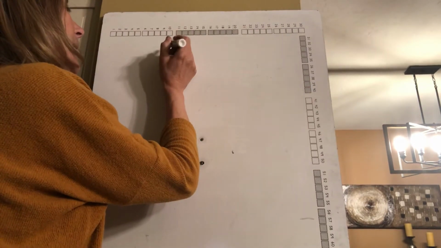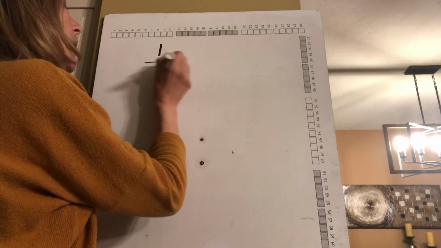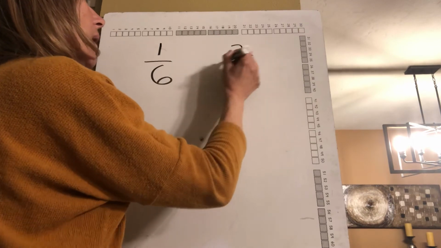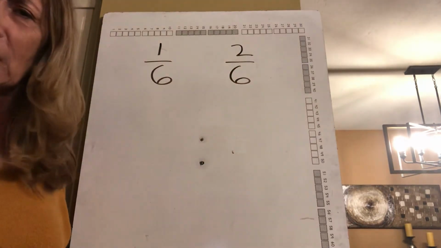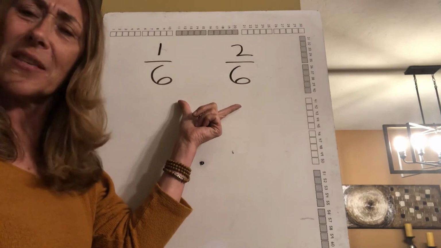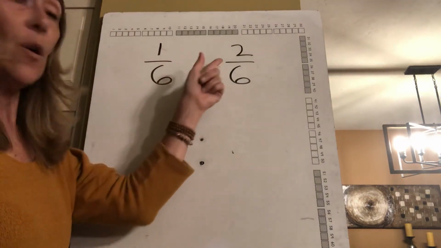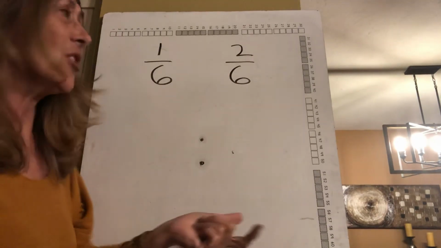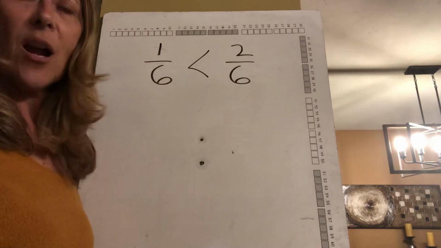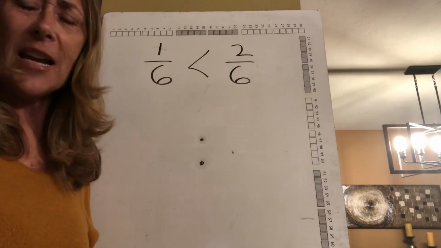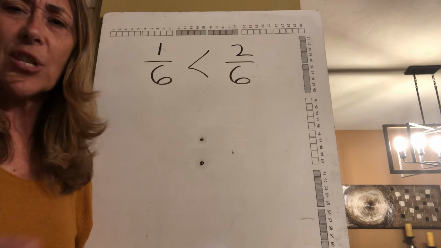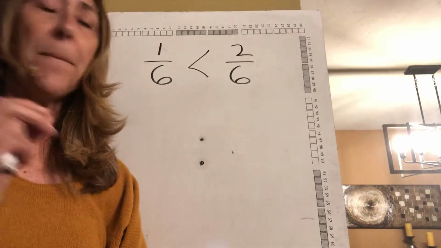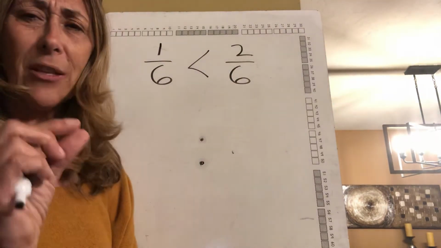What if I had 1/6 or 2/6? Now my pieces are the same. One of them or two of them. When the denominator is the same on the bottom, it's easier to tell. Two pieces are more than one. So keep that in mind when you're ordering fractions and you're deciding which one is bigger, that the bottom denominator, the bigger the number on the bottom, the smaller the pieces.